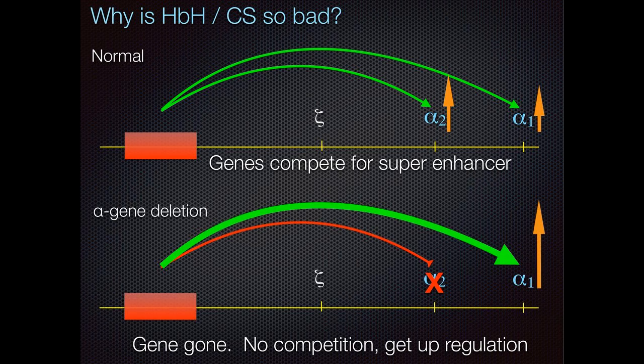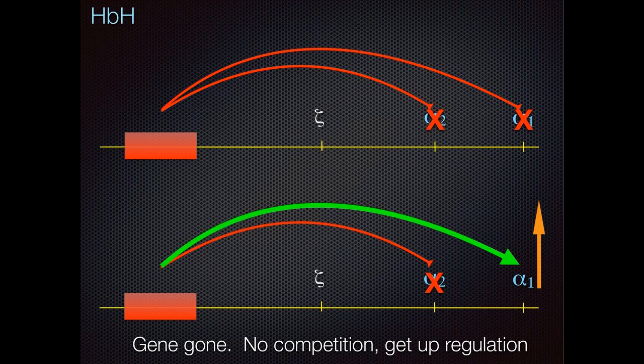So what happens when you delete alpha 2? Well, there's no competition with alpha 2, so alpha 1 gets all the attention, so there's an upregulation, and you get more alpha 1 expression than in normals. So that's key. In alpha gene deletions, you delete one gene, the expression of the other goes up. So in hemoglobin H, if it's a deletional form, you get upregulation and more alpha 1 than you would normally get.